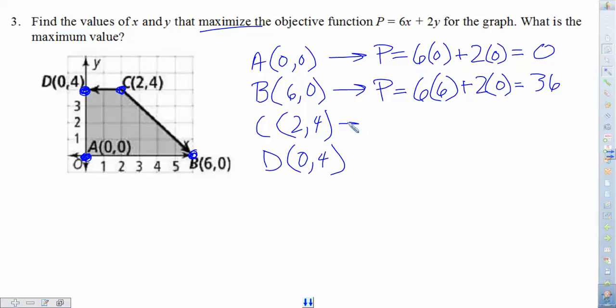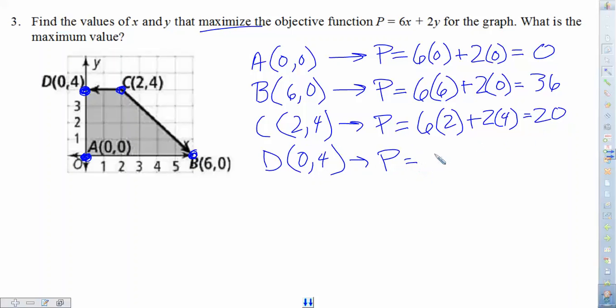Not too bad. Over here, 6 times 2 plus 2 times 4. So that would be 12 plus 8, which would give us a total of 20. Well, B is still our winner so far. And then do the same thing on this last one. 6 times 0 plus 2 times 4. And that would just give us simply 8.